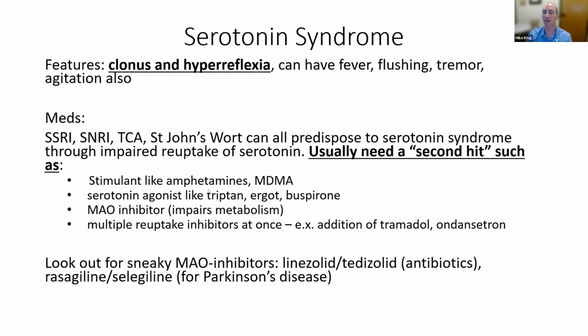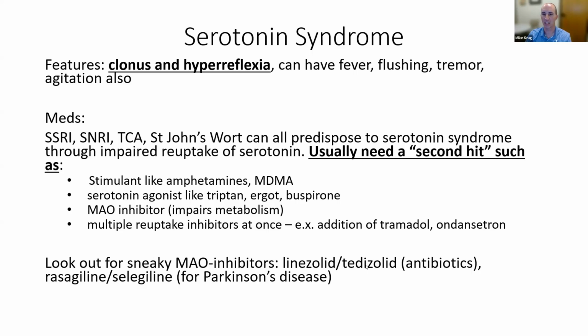So what's that second hit? It can be a stimulant, MDMA, and amphetamines. It can be another serotonergic agent like a triptan, ergot, or buspirone. An MAO inhibitor, that's classically when this used to happen all the time, when we used to prescribe MAO inhibitors for depression 20 plus years ago. And if you have multiple reuptake inhibitors at once, like tramadol or ondansetron, it can cause this. The other thing is look out for sneaky MAO inhibitors.